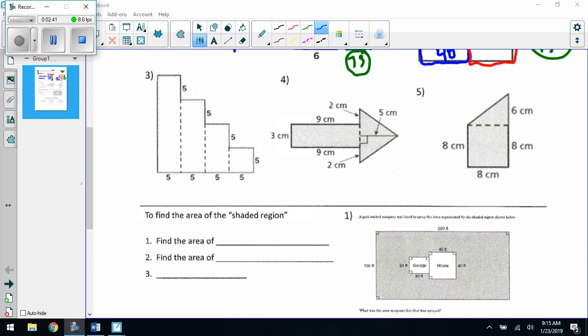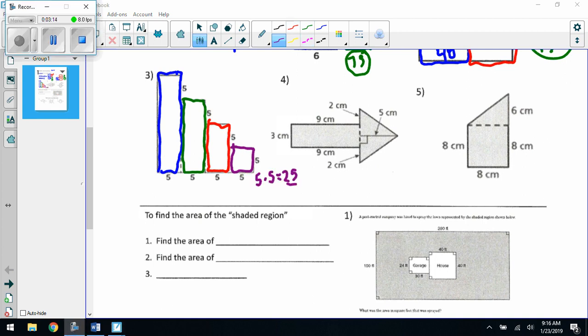Take a look at number 3. It has kind of a stair-step shape here. So we are going to look at each individual rectangle. As you can see, the width of each rectangle is 5, but we don't know the length of the blue one, the green one, or the red one just yet. We can see that the length and the width of the purple one is 5 times 5, which gives us 25.